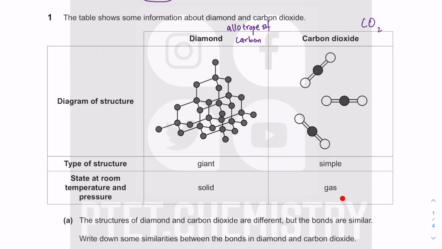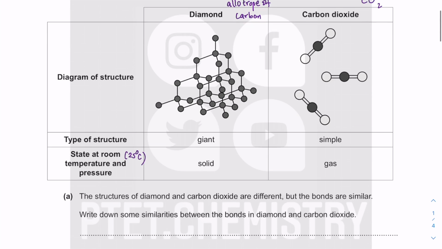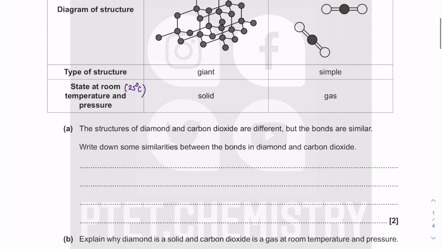This exists as a gas at room temperature and pressure, room temperature being 25 degrees Celsius. So if it is a gas at room temperature at 25 degrees Celsius, it already boils by the time it reaches room temperature. So in fact, it has low melting and boiling point. So the structure of diamond and carbon dioxide are different, but the bonds are similar because each of these is a covalent bond. And then between the molecules, you have intermolecular forces.